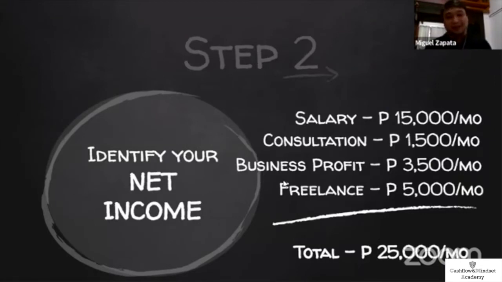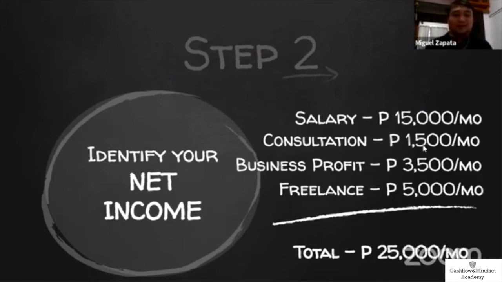Example ko lang to ha. So salary, I get 15,000 per month. Let's say I give consultation, I get extra money. So that's 1,500 per month. I invested in a business, so my profit ako, 3,500, let's say. Tapos I do some freelance work, I get 5,000. So in total, ito total ko lahat yan, that will be my net income. That's after the SSS na, nabawas na yung taxes, nabawas na, let's say everything. Ang total ko would be 25,000 per month. So that will be my net income.